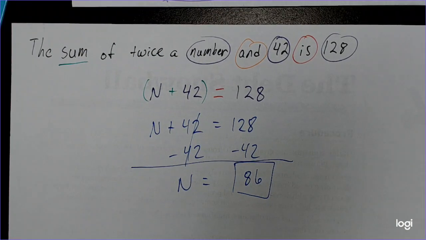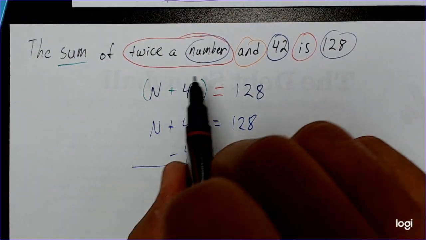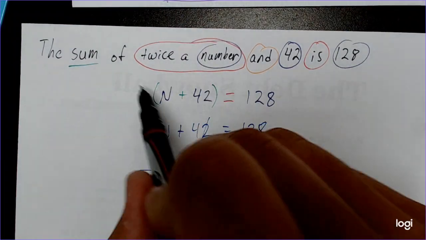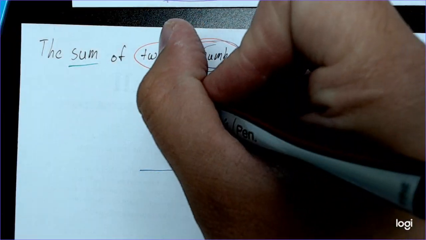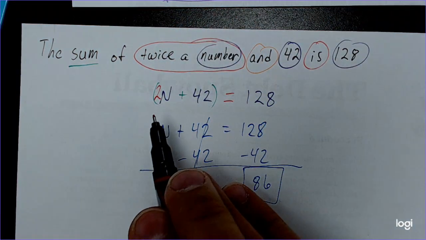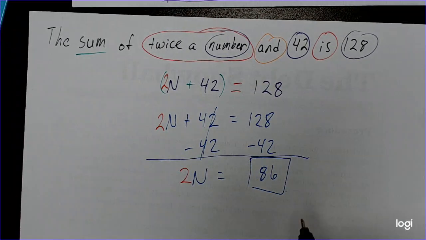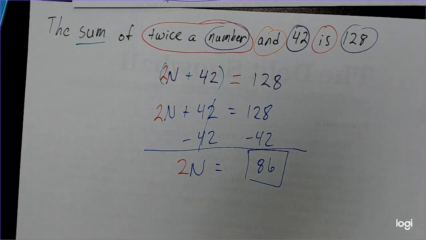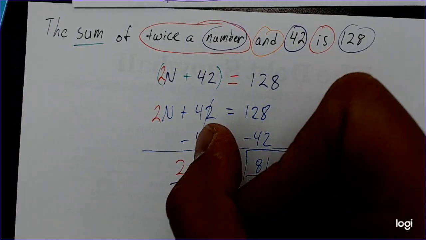I don't think I mentioned this in the last video, and that's part of it. I skipped twice a number, right? So it didn't just say the sum of a number and 42. That's something that hopefully we haven't been getting wrong. Twice a number. So since it said twice a number, this should not have been n. This should have been 2n, right? And that should have also been 2n, which means down here I didn't have n equals 86. I had 2n equals 86, which means I should have divided. From there, if I divide by 2 as my last step, that will cancel.